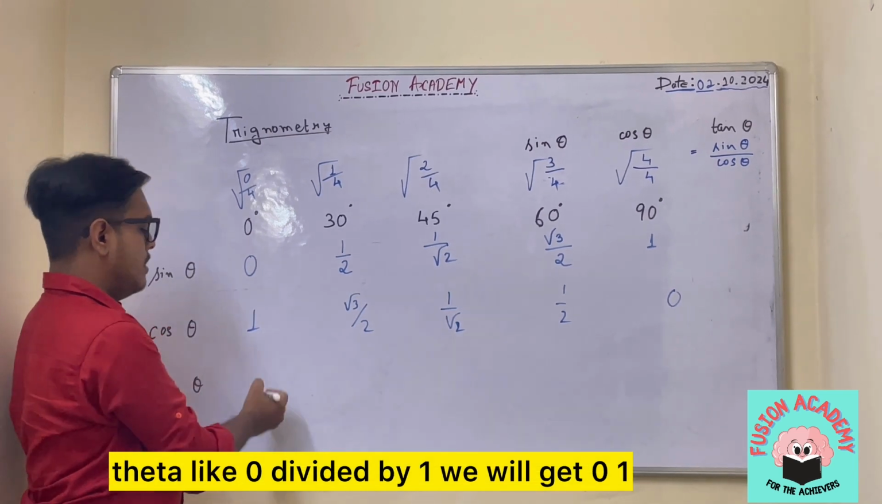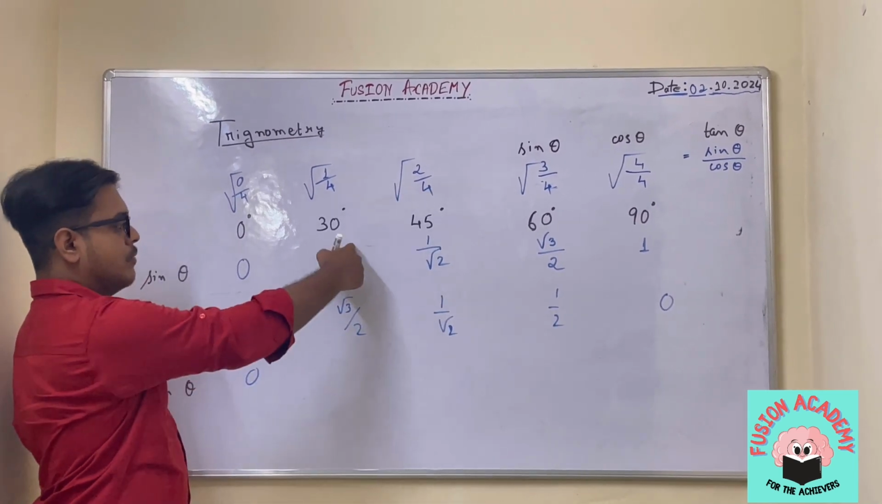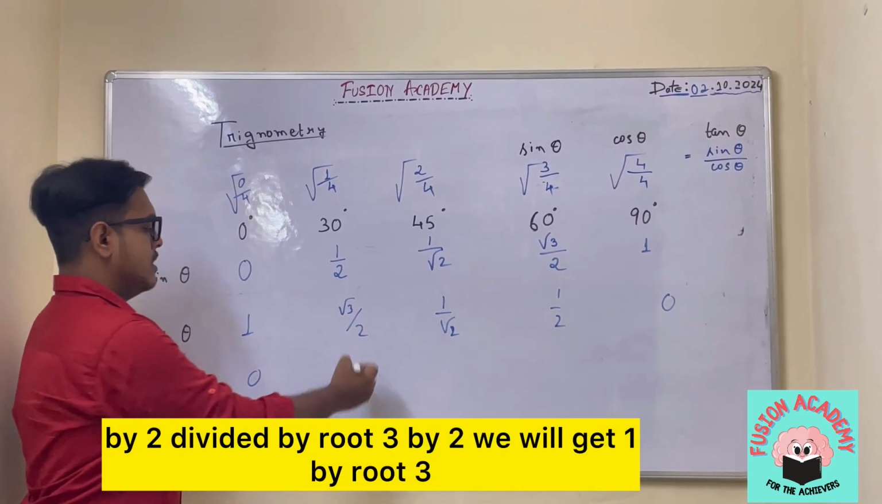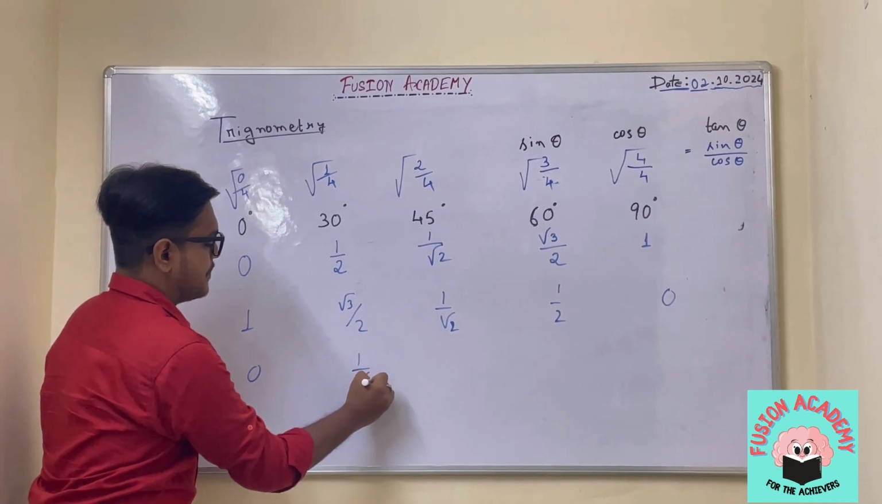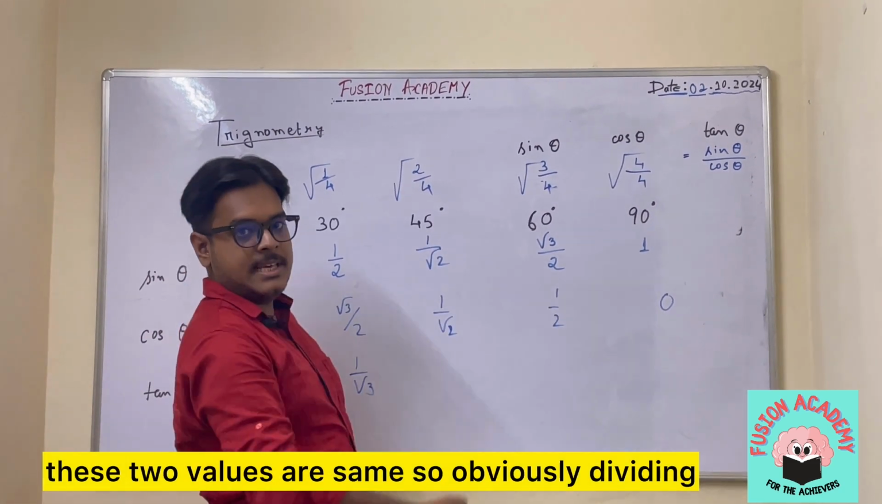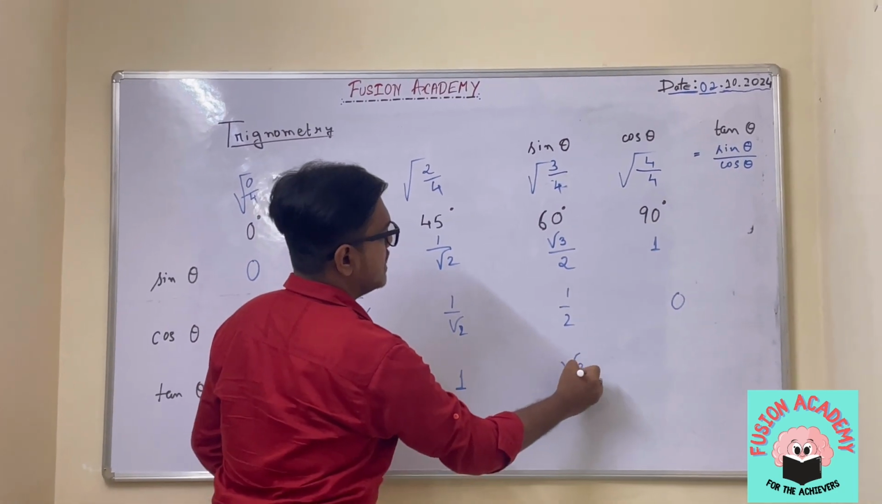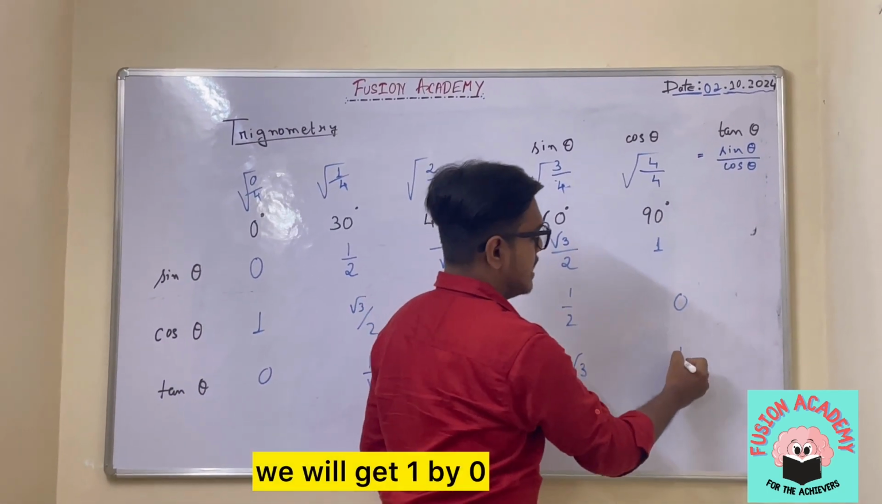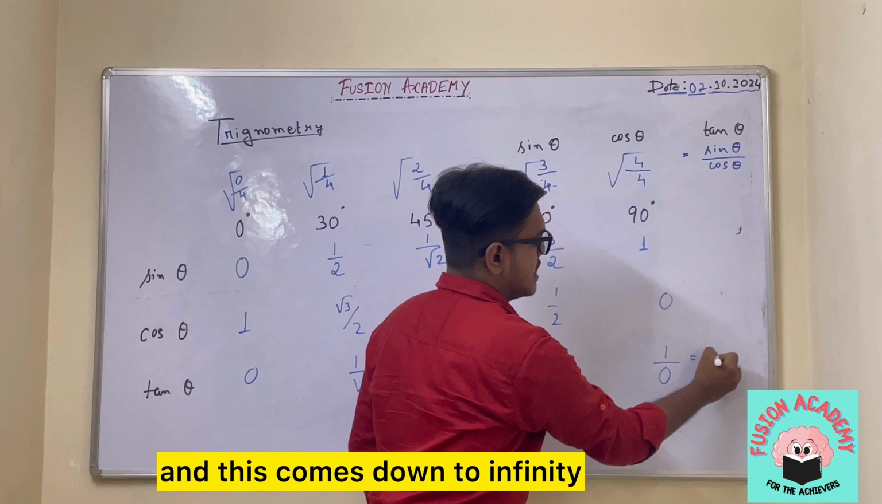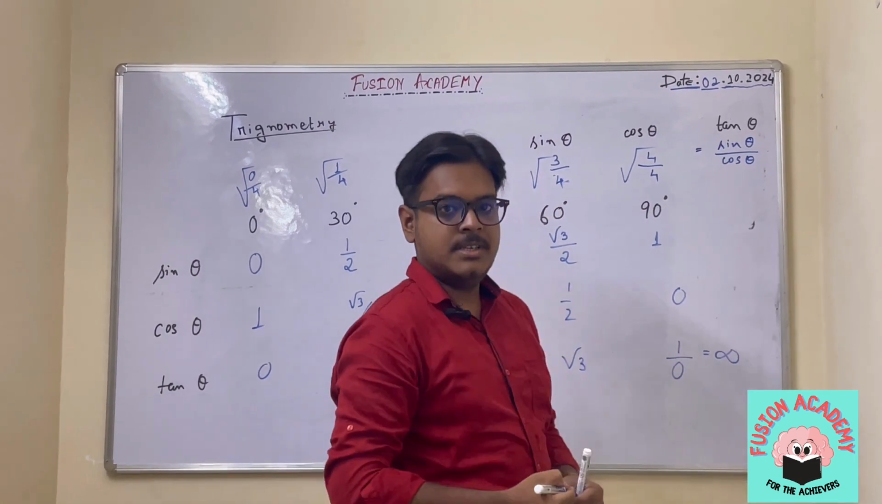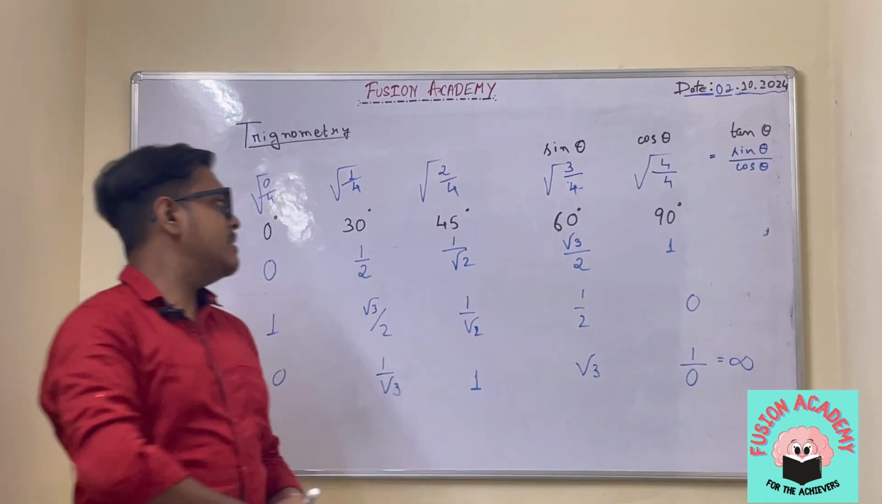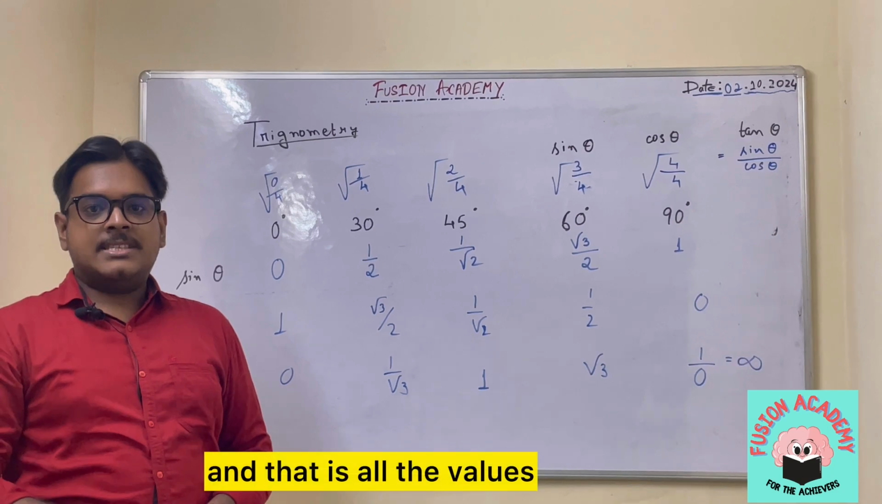Like 0 divided by 1, we will get 0. 1 by 2 divided by root 3 by 2, we will get 1 by root 3. These two values are the same, so dividing them we will get 1. Here we will get root over 3, and here obviously we will get 1 by 0, which comes down to infinity. So here we have the entire table, and that's all the values.